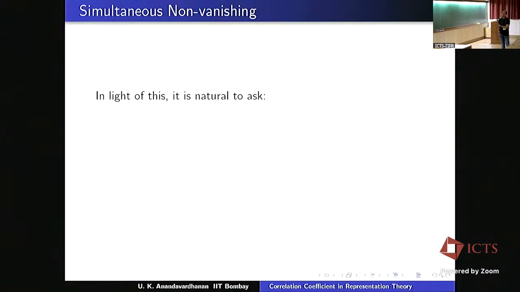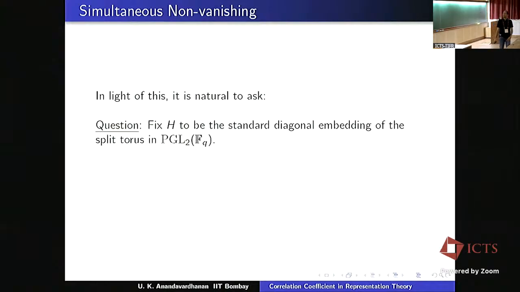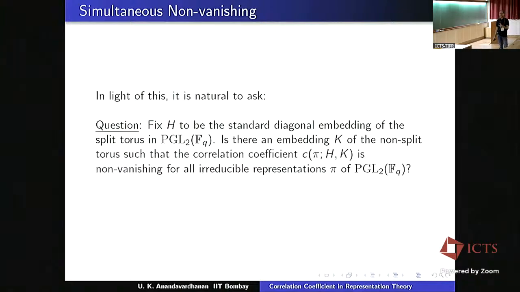and it's Dipendra Prasad who asked me this, pointing out this paper of Ashay, etc. In our situation, GL2 over FQ, split and non-split tori. So in the work that we have done, you chose a particular embedding and half the time you got non-zero and half the time you got zero, for representations. So one can ask, you fix a standard embedding, and can you change the embedding of K, conjugate the previous embedding, in such a way that the correlation coefficient is non-vanishing simultaneously for all the representations? This will be mimicking what they have got.